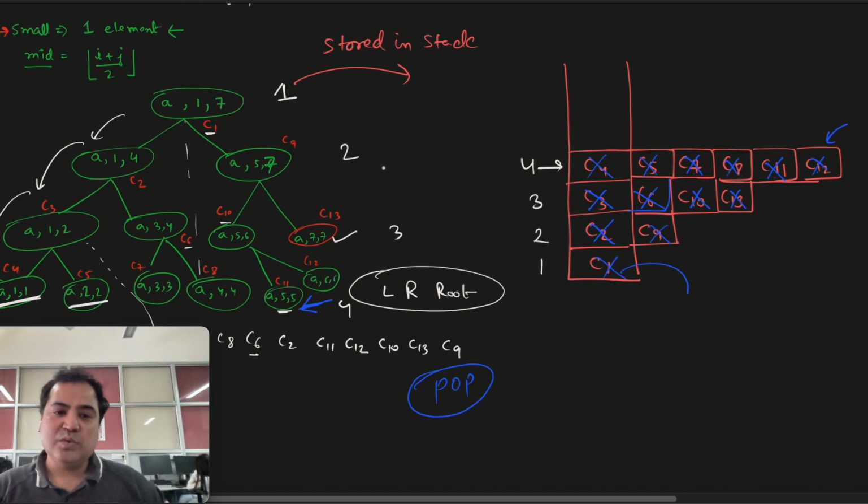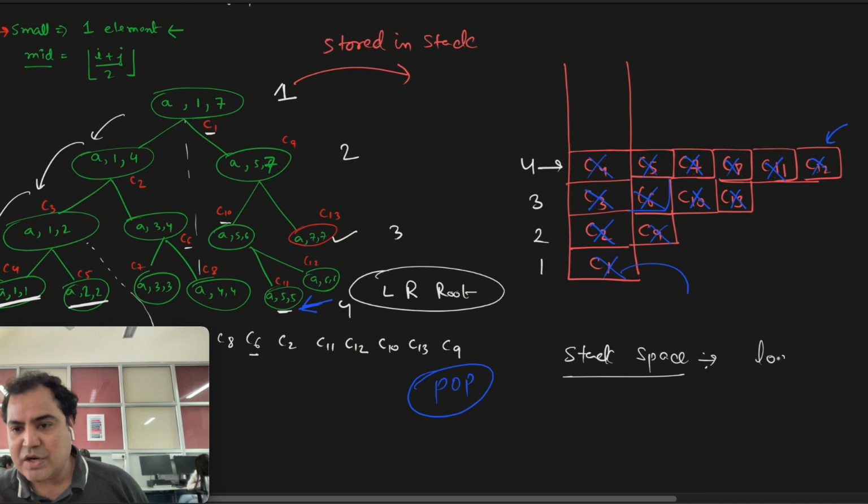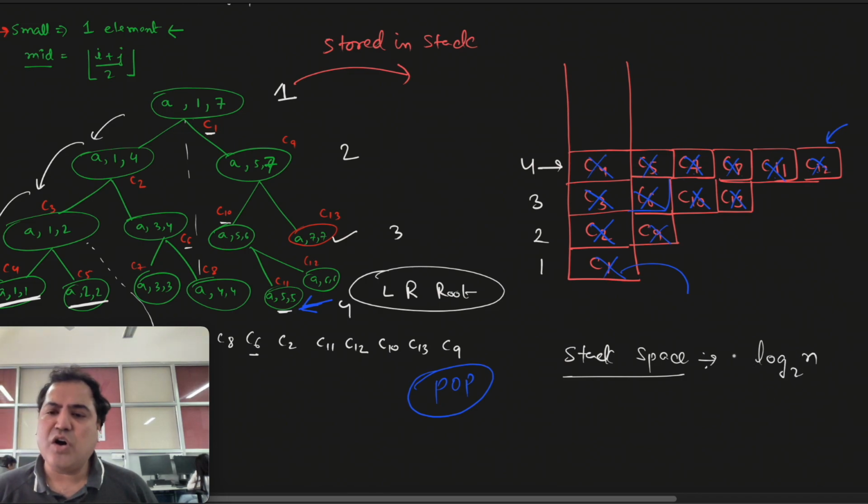So that's how the stack space comes into the space complexity of the algorithm, which will be order of log to the base 2 of n. We all know what the meaning of order of is.